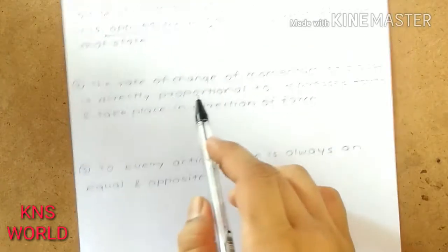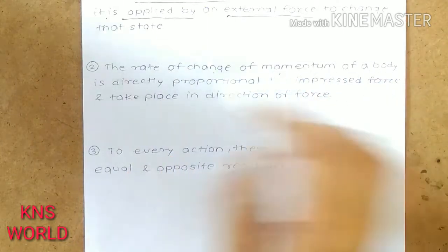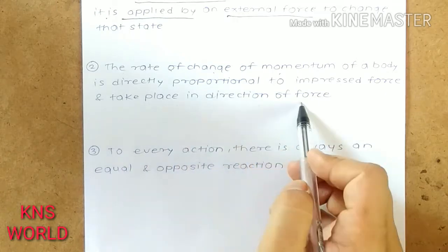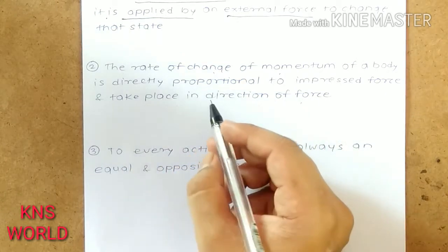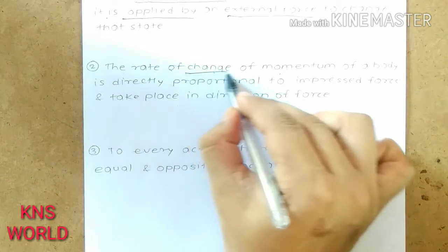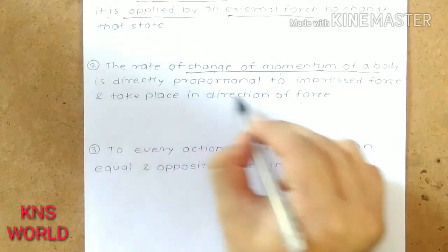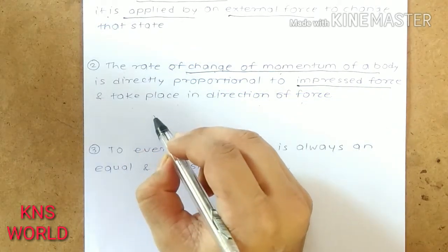So we are now reading the second law of motion. Okay, the rate of change of momentum of a body is directly proportional to the impressed force and takes place in the direction of the force. This is the second law of motion of Newton's laws. So change of momentum of a body is directly proportional to the impressed force and takes place in the direction of the force.